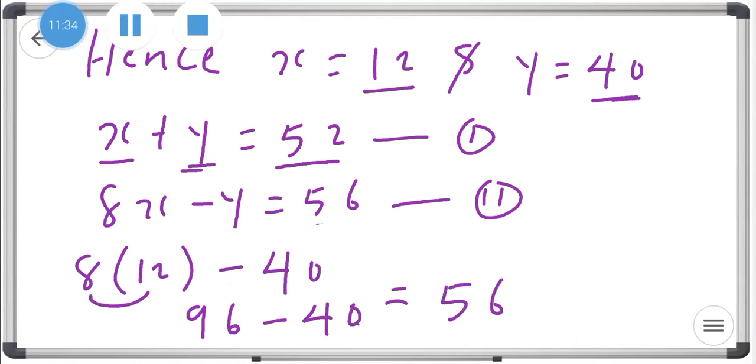Now you can see that the answer is also correct here. So after adding x and y together in equation 1, we got the answer that was given to us, which is 52. And after substituting x and y into 8x minus y in equation 2 as well, we got 56. So the values of x and y are unique, and the answers are correct.